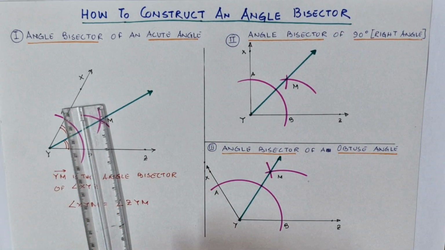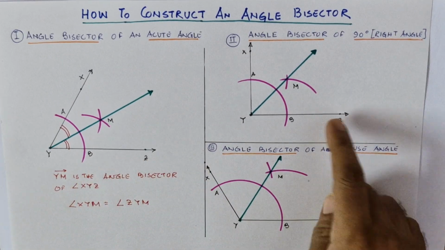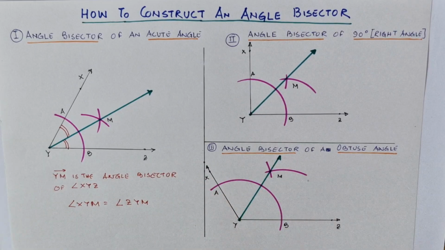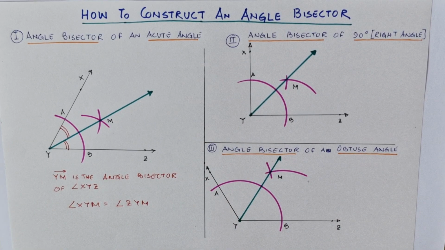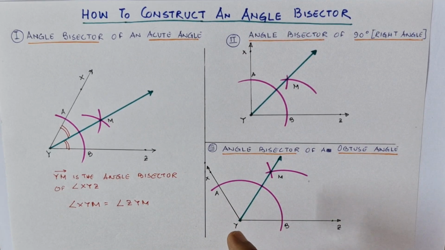So in today's lecture, you have seen how to construct an angle bisector of an acute angle, of a right angle, and of an obtuse angle. So we'll follow the same process whenever we'll be bisecting a given angle. Later on, in later lectures, we'll see how to draw angles and bisect them with just a compass only.